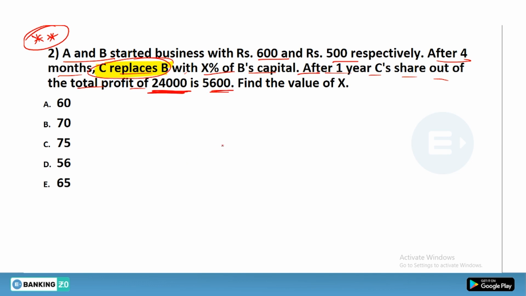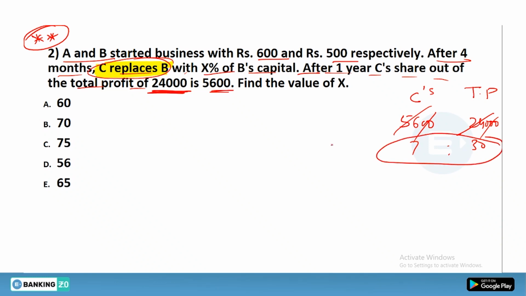That means C's profit has been given. So C's profit and total profit: C's profit is 5,600 and total profit is 24,000. How can you solve it? 30 and 7. That means out of a total of 30 profit, you'll get 7 as C. That means the rest of the 23 will be distributed among A and B.